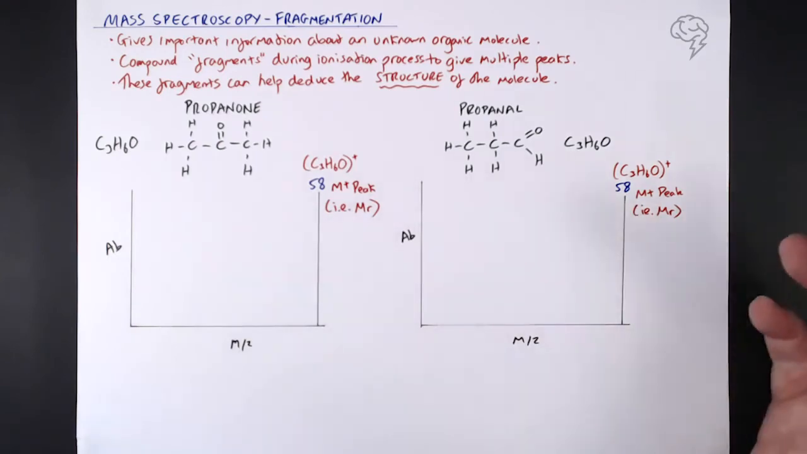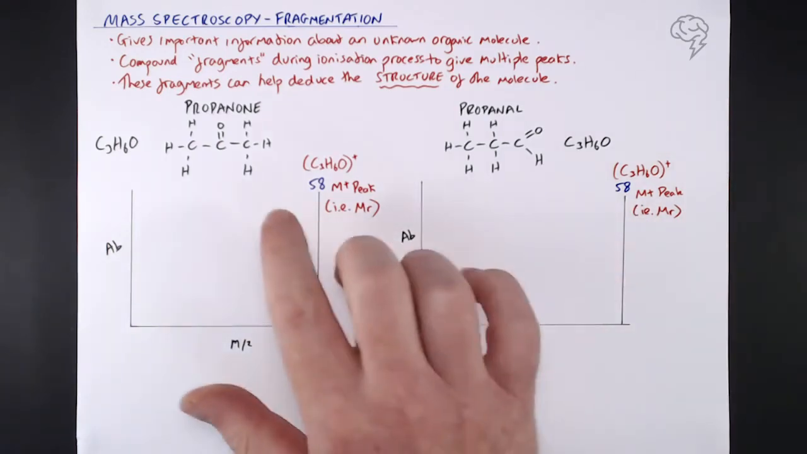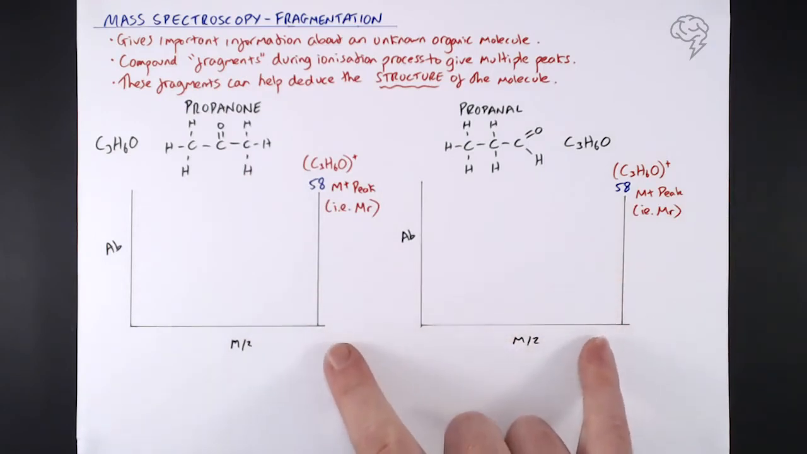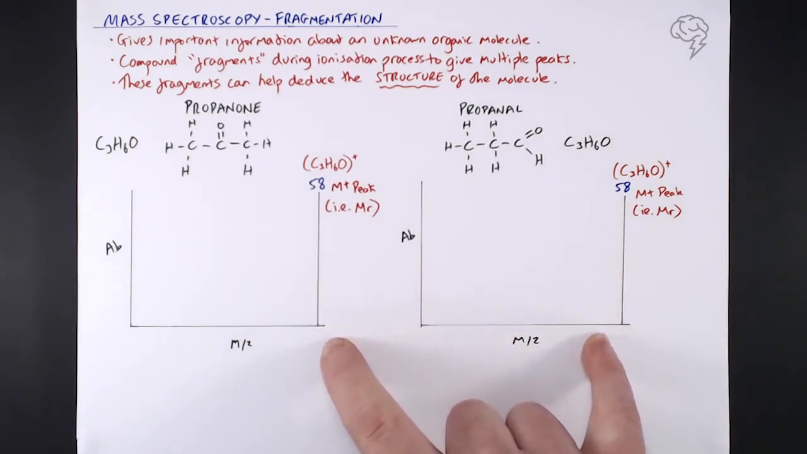So right now, both of these are exactly the same. They've both got an Mr of 58. They're both going to cause 58 peaks on our mass spectrometer.